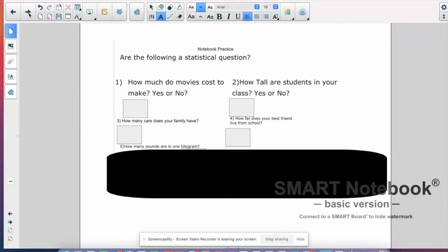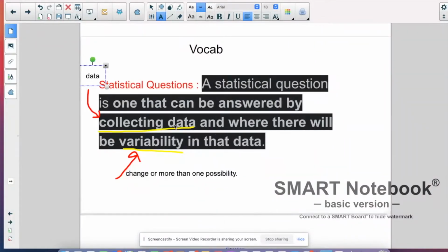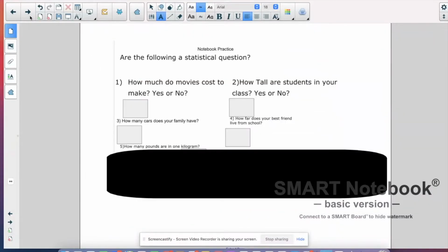Let's look at some examples. Are the following statistical questions? Again, we want to think about, does it make data? It can be quantitative or qualitative. And also, does it have more than one possible answer? So let's take a look at number 1. How much do movies cost to make? Well, this is referring to many movies, not just one particular movie. So yes, this is a statistical question.